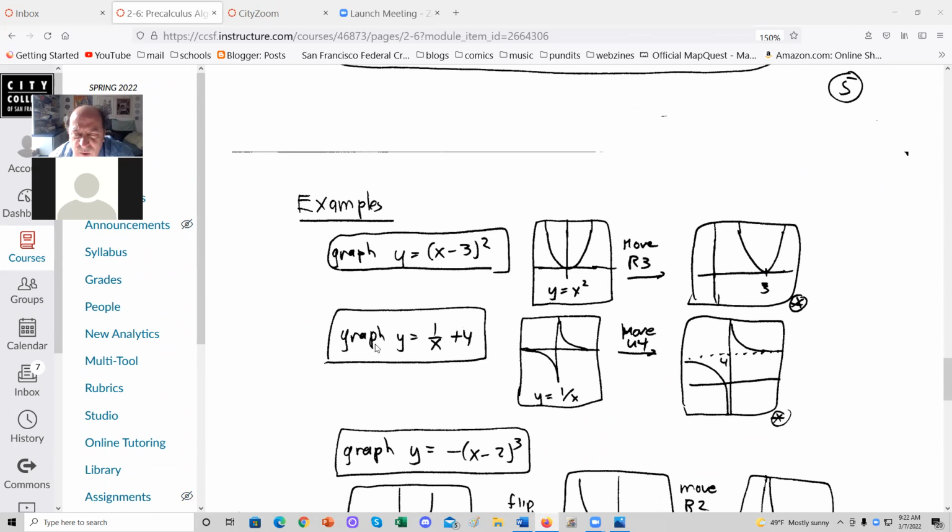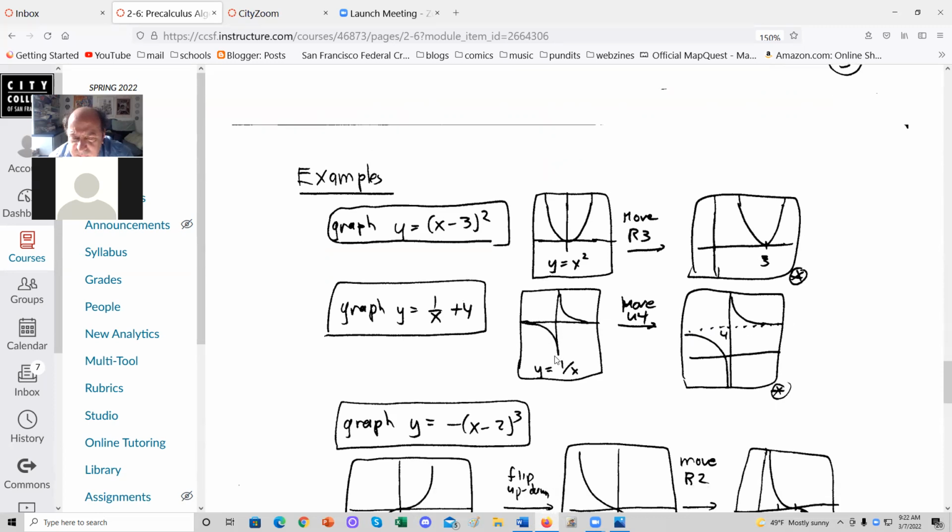Here, graph y equals 1 over x plus 4. 1 over x has this shape called a hyperbola. This plus 4 outside means it moves up 4. So you still have a hyperbola, only instead of being asymptotic to the x-axis where y equals 0, it's asymptotic to this line where y equals 4.